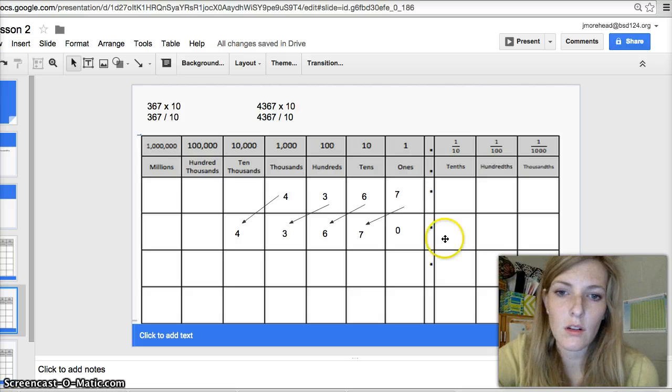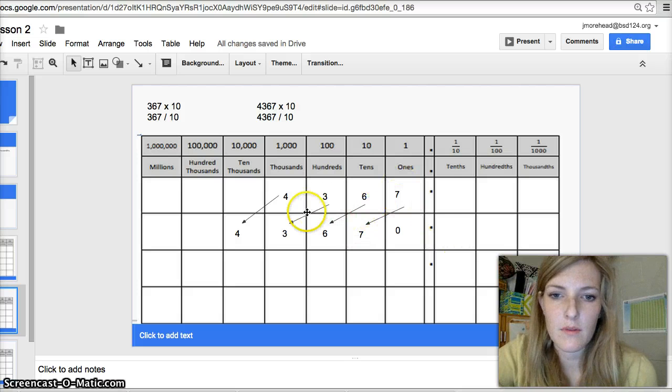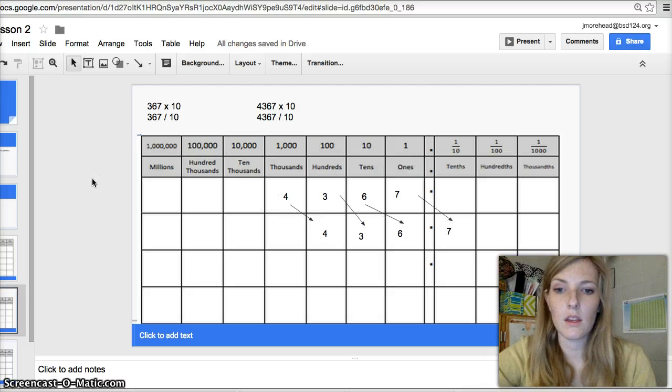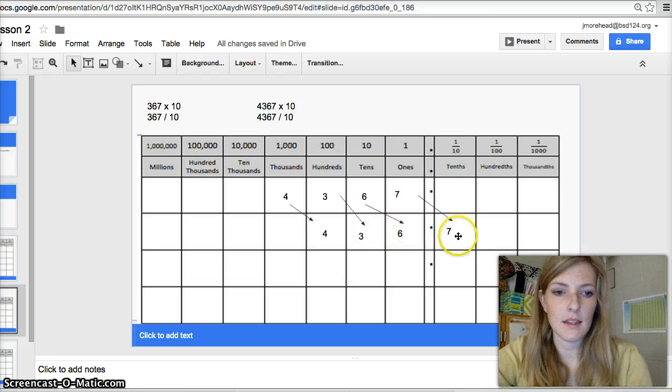4,367 times 10, your answer. You will be moving just one hop this direction, so your final answer is 43,670. Go ahead and pause the video again if you haven't yet worked out the second one. Okay, and here is your answer for 4,367 divided by 10. It ends up being 436 and 7/10.